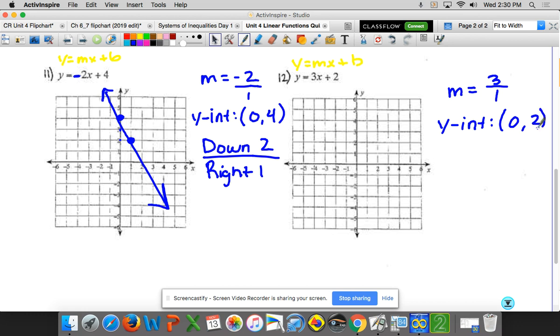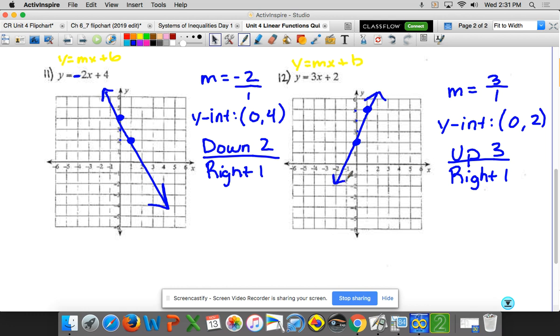So we're going to go to 2. We plot our point, and then we just use our rise over run. So we're going to go up 3 since it's positive, and right 1 since it's positive. So up 3, 1, 2, 3, right 1 is our second point. Then we just draw our line, and that is it.